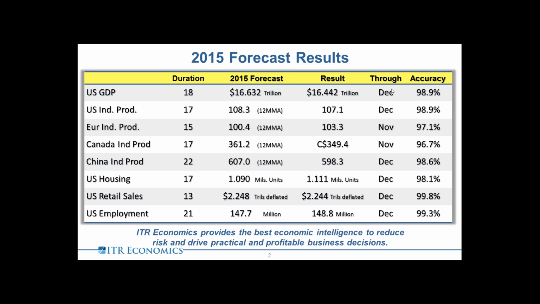As you can see, for series such as US GDP, industrial production, China industrial production, and various microeconomic series within the US economy, such as housing, retail sales, or employment, we had an accuracy rating of over 98%. The particular emphasis should be on our 98.6% rating for Chinese industrial production, which is a series that is notoriously difficult to forecast. So I take great pride that 22 months out, we were able to deliver a forecast with an accuracy of that 98.6%.